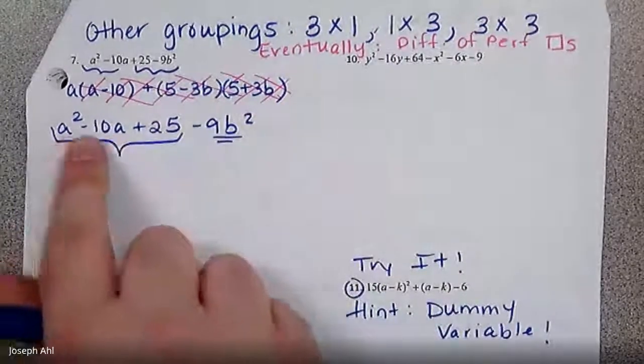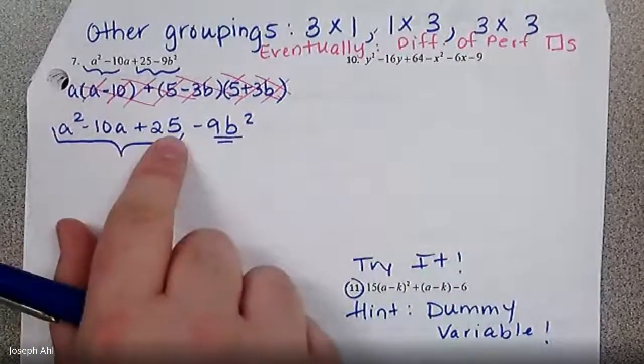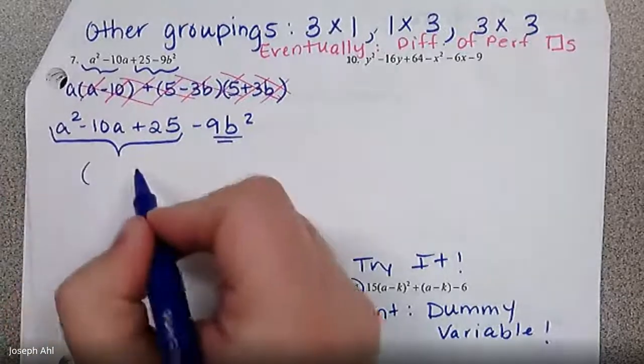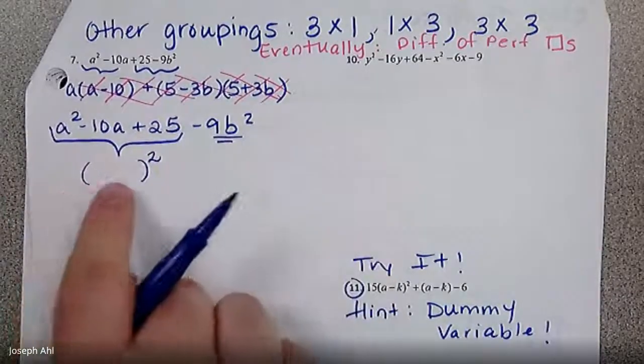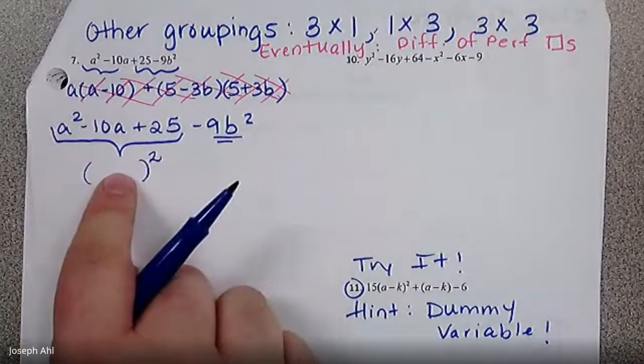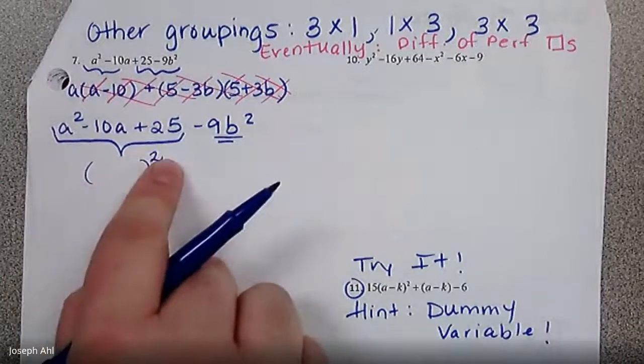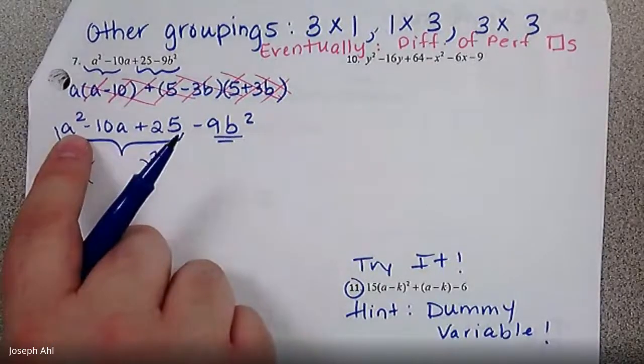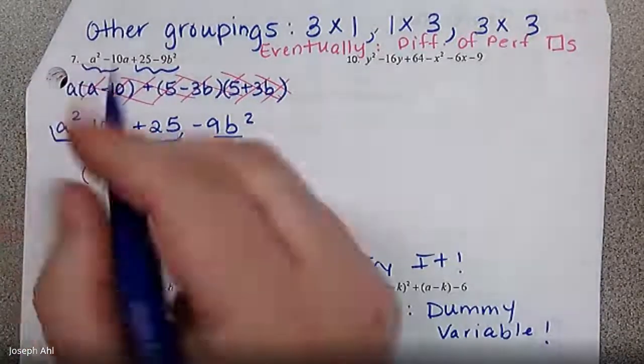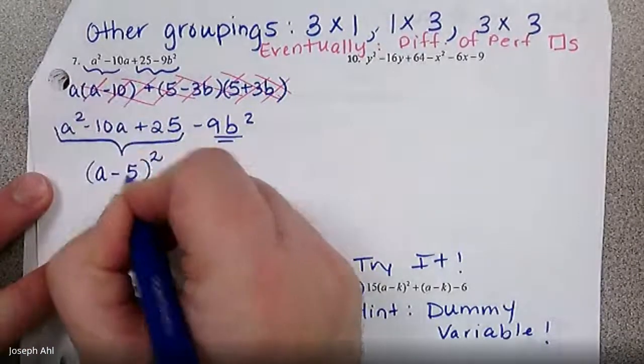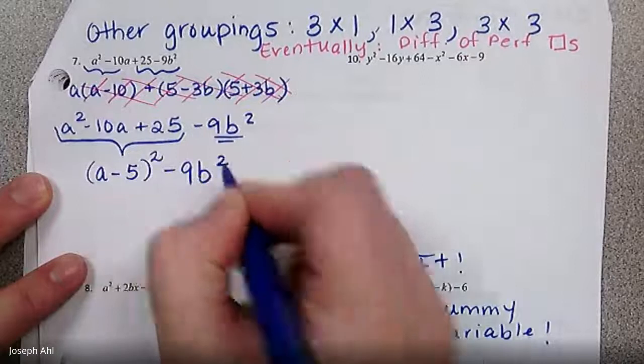So what am I hoping about this trinomial? I hope that it's a perfect square, meaning that it factors into the same binomial twice. So can I factor this into a binomial squared? The answer is sure. This would be a minus 5 times another a minus 5, which we're going to write as a minus 5 squared.